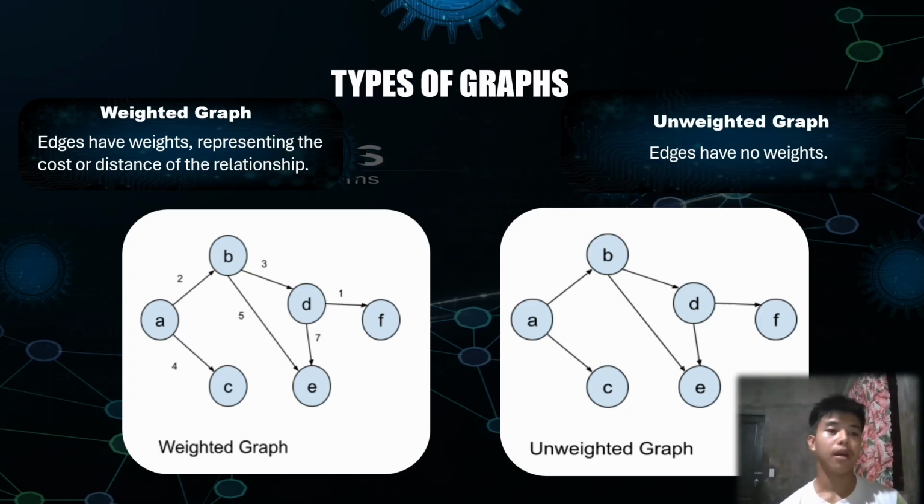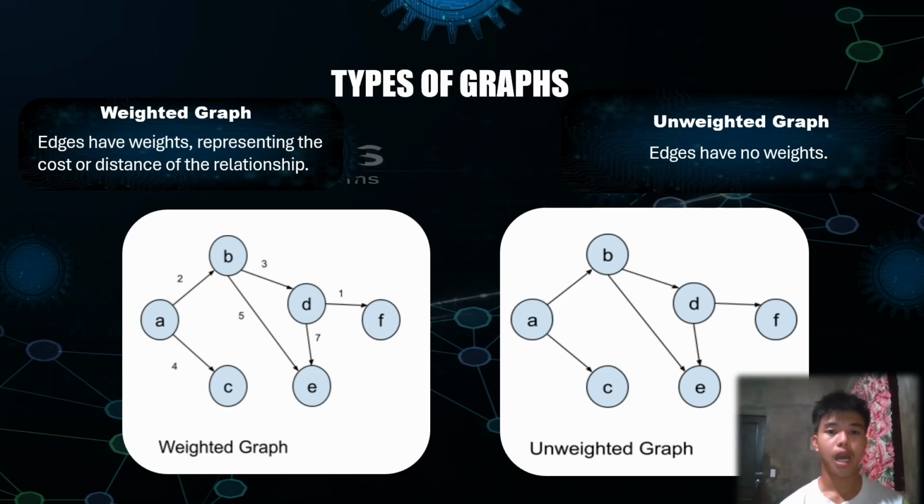Weighted graph, real life example: Google Maps or GPS navigation. Places are nodes, roads are the edges. Numbers on the edges represent distance, time, or cost. Why it matters: weighted graphs are used to find the shortest, fastest, or cheapest route.